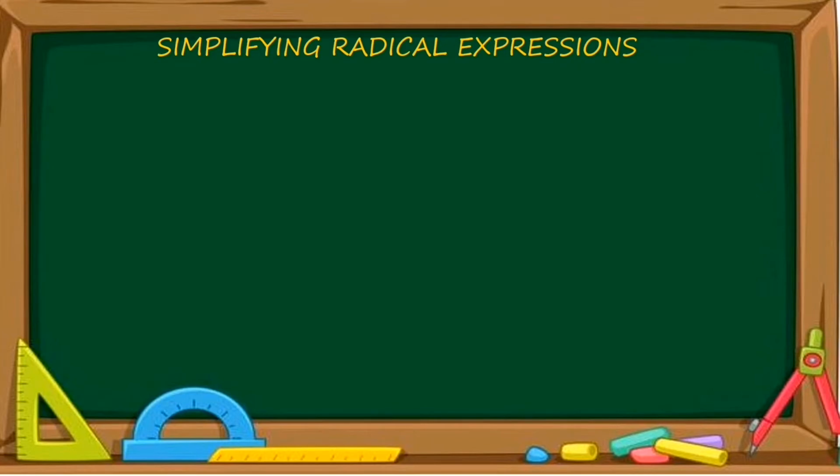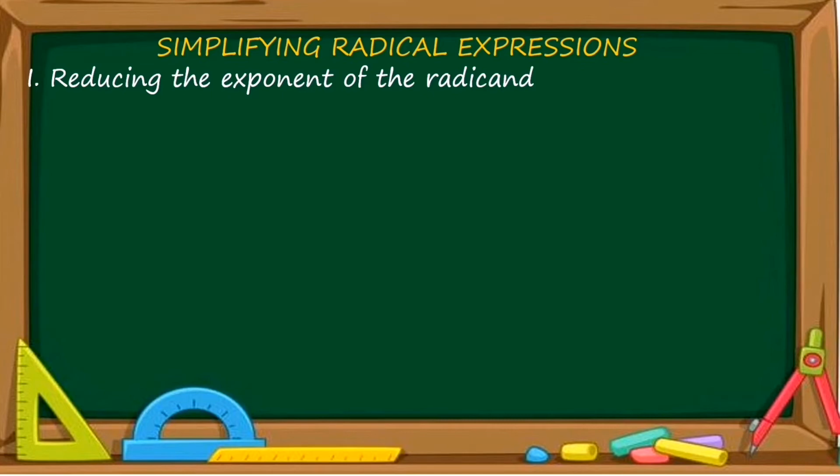To continue, there are 3 ways to simplify radical expressions. The first one is reducing the exponent of the radicand. This is about making the exponent less than the index. To do this, we need to follow the rule: the nth root of a raised to m is equal to a raised to m over n.